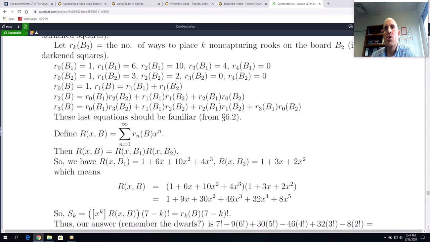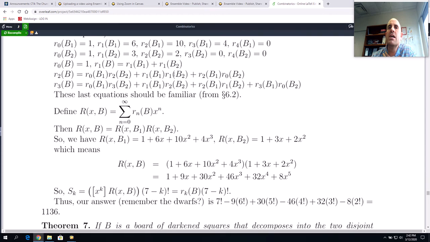What about one rook on the board? Well, it's pretty clear that means I just need to place either one rook on board one, or, that's why there's a plus, one rook on board two. So the number of ways to place one rook on the entire board is equal to R1 of B1 plus R1 of B2. Huh? What is going on here? Let's think about this.